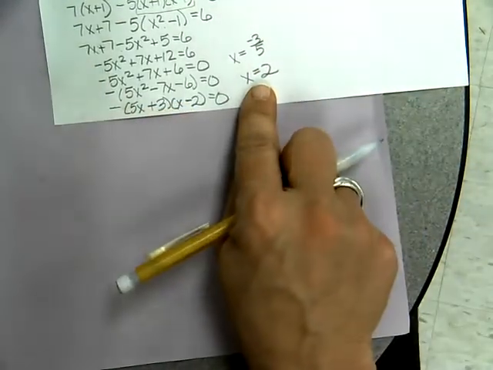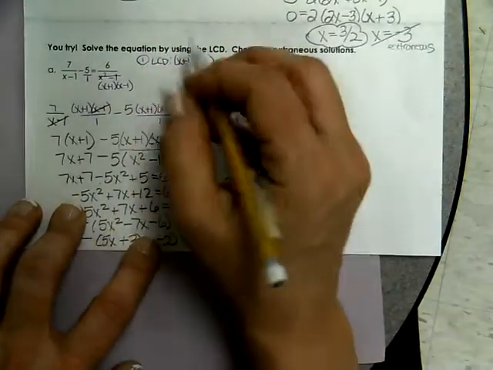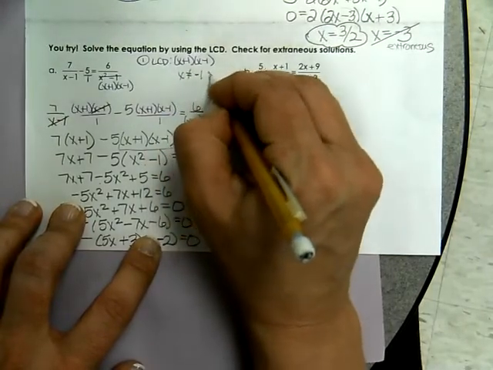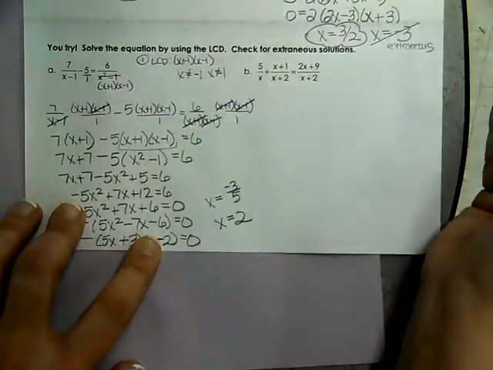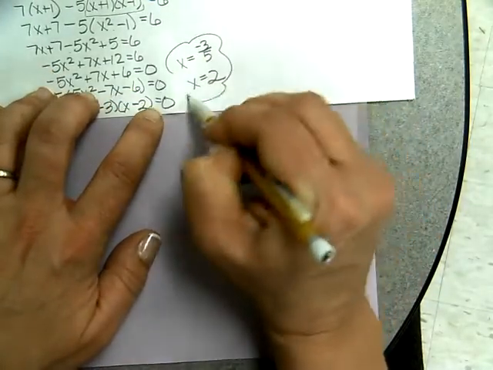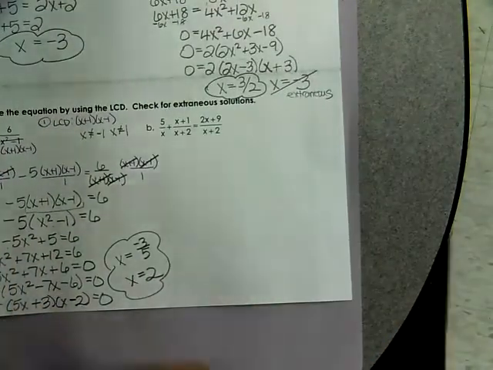Now remember, we have to check if it's in the domain, and we forgot to do that, but if we look here, we notice if this is our least common denominator, we know that x couldn't be negative 1 or 1. So notice that we're safe with negative 3/5 and 2. That's my final answer. Okay? Let's try another one with letter B.